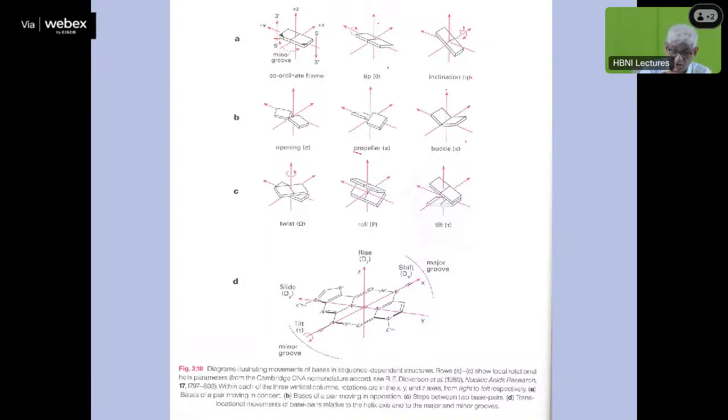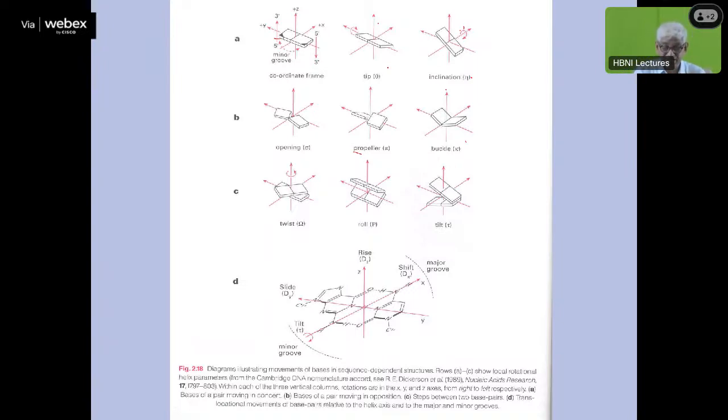Now here we consider two neighboring base pairs. How are the two neighboring base pairs placed with respect to one another? Here the two neighboring base pairs are parallel, but they are twisted with respect to one another. One is like this, the other one is like that. And that is called the twist.